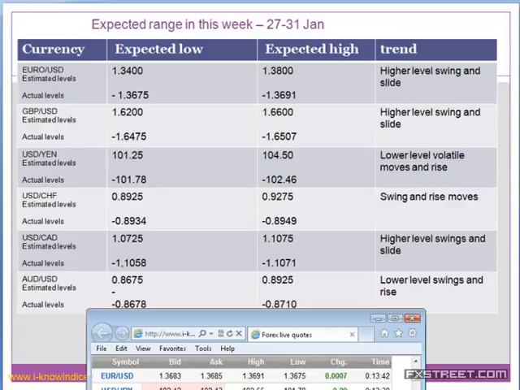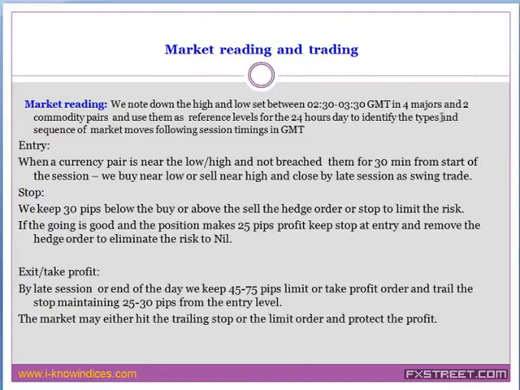And for that we use the market reading technique. What we do in the market reading technique is note down the initial lows and highs around 2:30 GMT, for 4 majors and 2 commodity pairs, and use that as a reference level for the day. For entry, we try to take a buy near the low or a sell near the high, if the low or the high is not breached for 30 minutes from the start of the session. After that, we keep a 30 pips hedge order to limit the risk. And once the position makes profit, we keep the stop at entry.